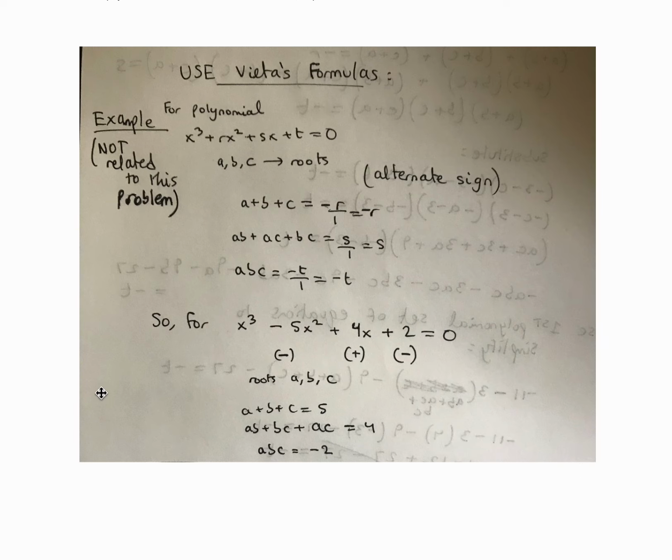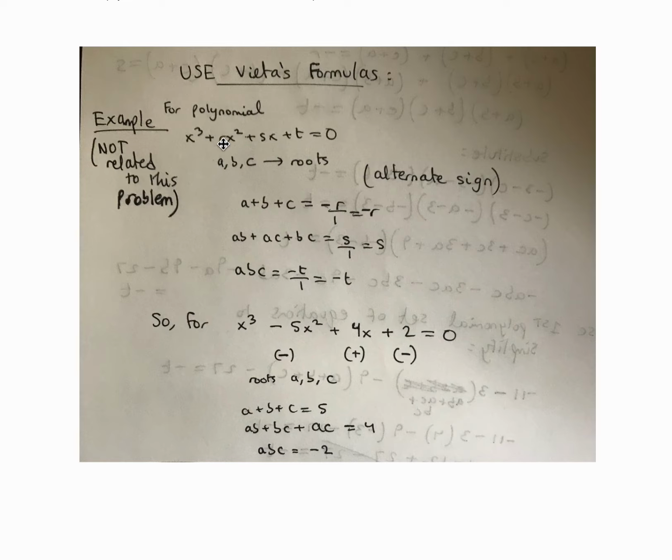So, for example, for this polynomial, x cubed plus rx squared plus sx plus t is equal to 0. And let's say the roots of this polynomial are a, b, and c. So a plus b plus c is going to equal negative the coefficient in front of this one divided by the coefficient in front of this x cubed term. And then it's going to alternate. So think about it like this: it's negative, positive, negative, positive, and so on.